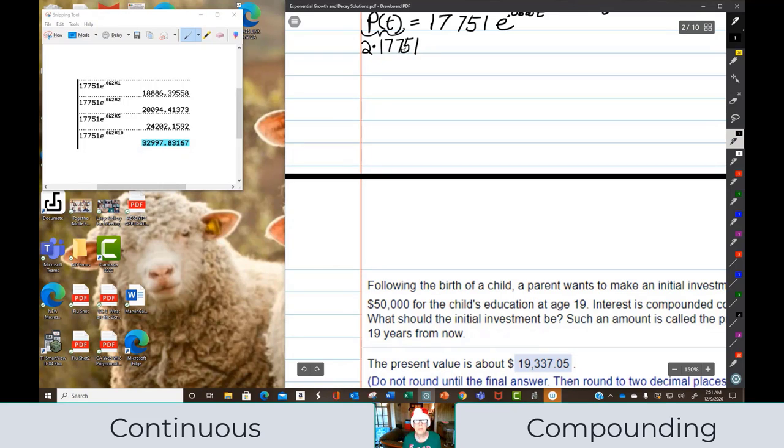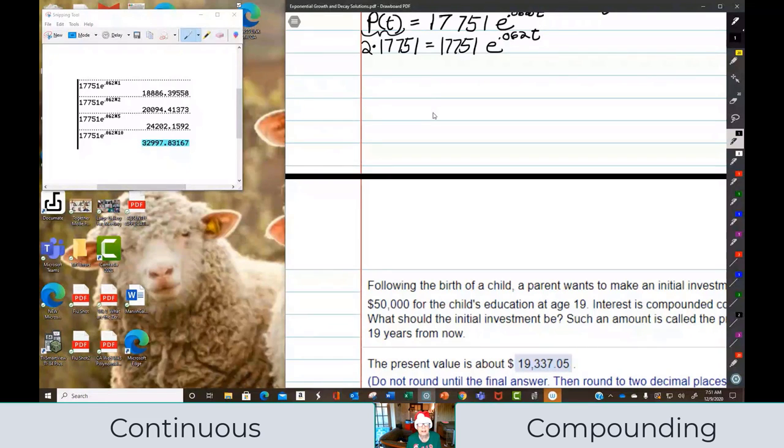I mean, you would care about that if it was your money in the bank. How long is it going to take to double? Here's how you do it. Okay, and for this, I've written 2 times 17,751. 2 times 17,751 equals 17,751 times e to the 0.062 t power.